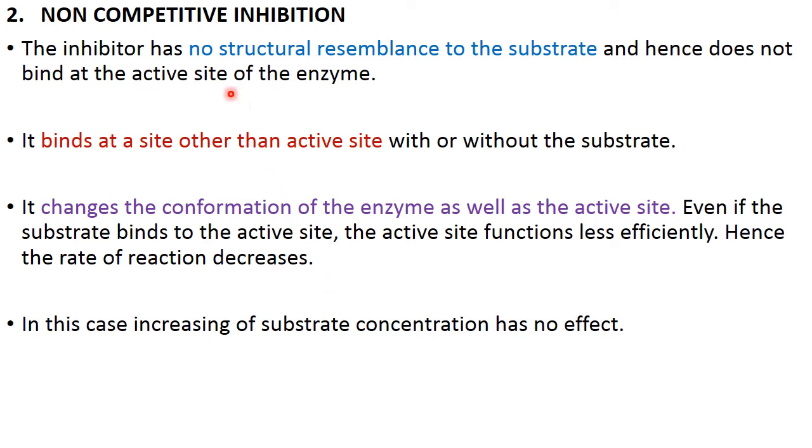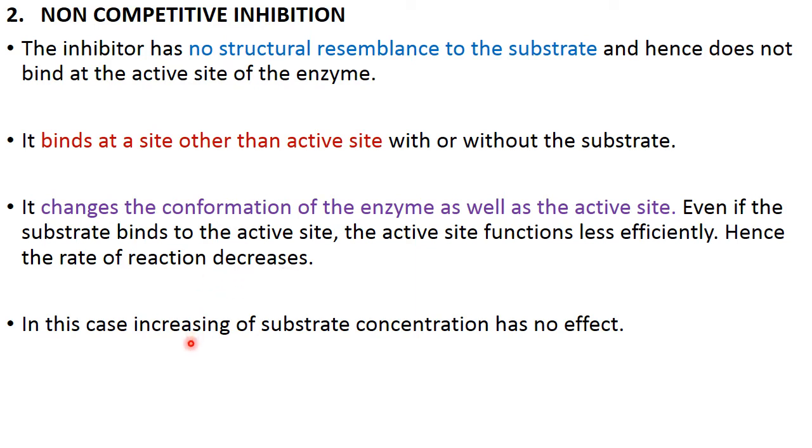So what we have seen in non-competitive inhibition is that the inhibitor has no structural resemblance and does not bind at the active site of the enzyme. But where does it bind? It is going to bind at a site other than the active site, with or without the substrate. And what is it going to do? The inhibitor is going to change the conformation of the enzyme as well as the active site. Even if the substrate binds to the active site, it functions less efficiently, hence the rate of reaction decreases.